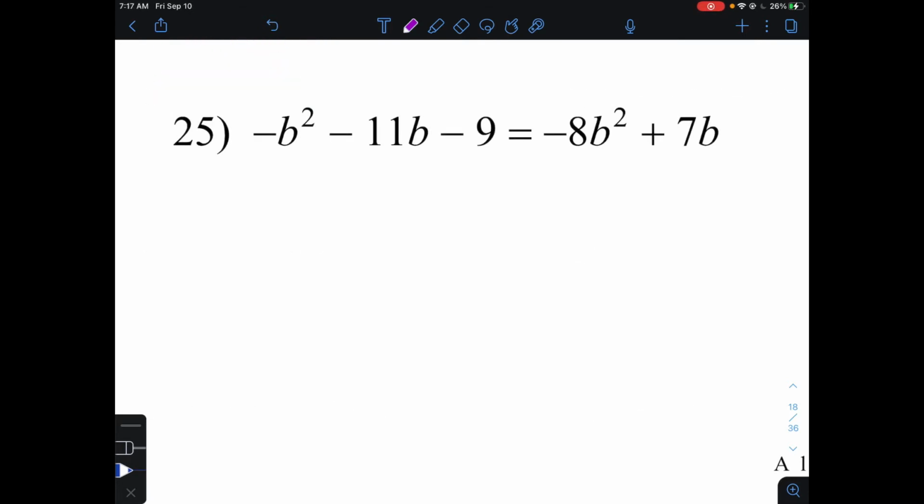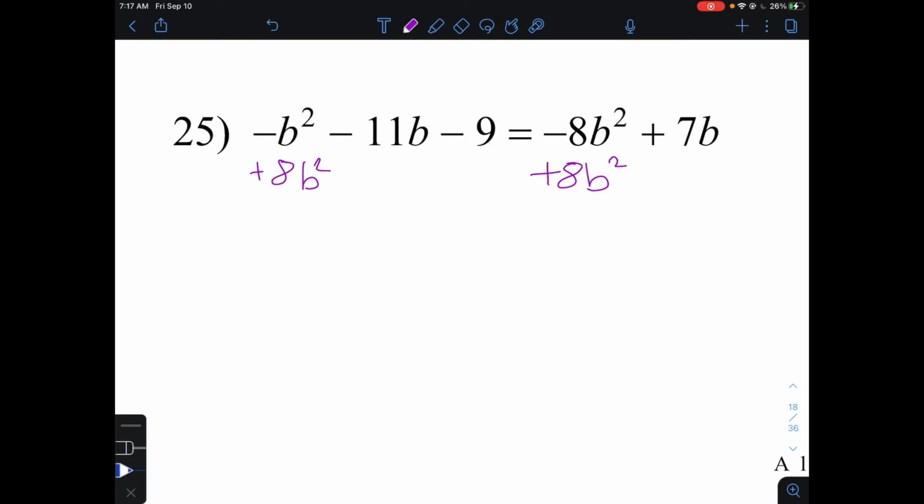All right. So now we're going to go ahead and try number 25. Now you're going to find that 25 is a little bit tougher. As we can see, it's a quadratic. We've got these squared terms, and then we also have a linear term. So that tells us that we need to get everything on the same side and set it equal to 0. I want to make sure I keep this square term positive to make my life easier. So what I'm going to do first is move this 8b squared over.